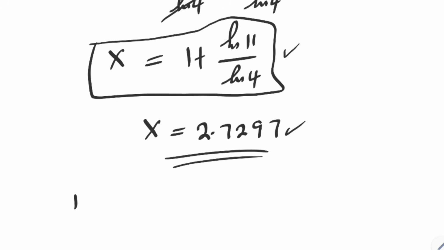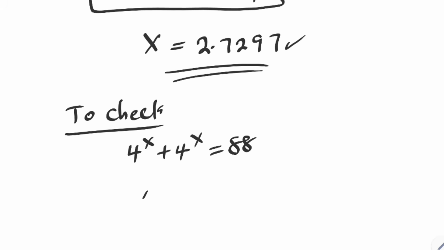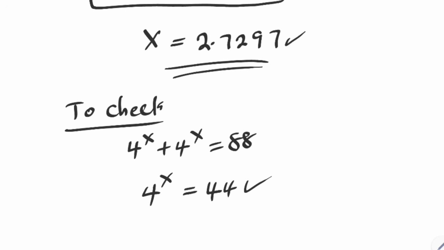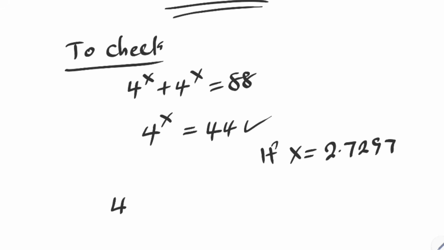To check, we have the given equation 4 raised to power x plus 4 raised to power x is equal to 88, and this is the same thing as 4 raised to power x is equal to 44. Let's test this. If x is equal to 2.7297, we have 4 raised to power 2.7297. This must be equal to 44.